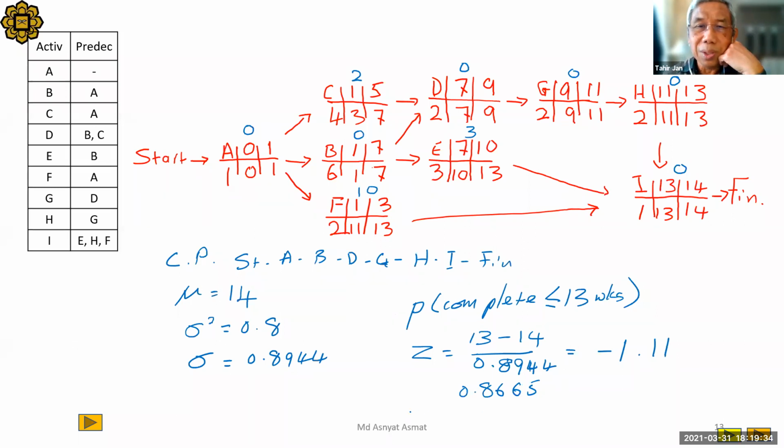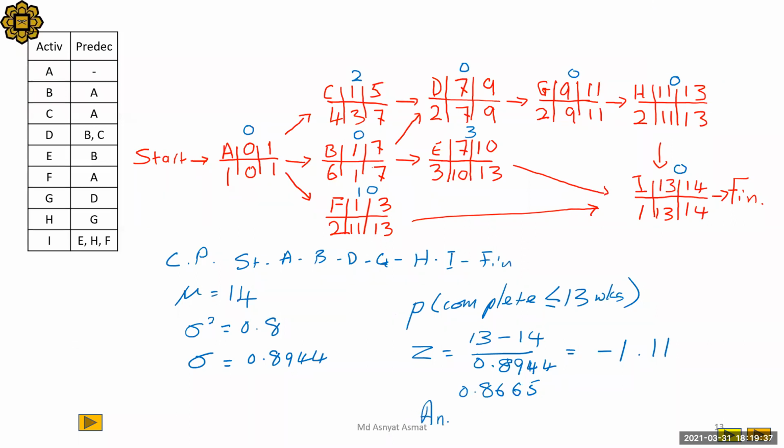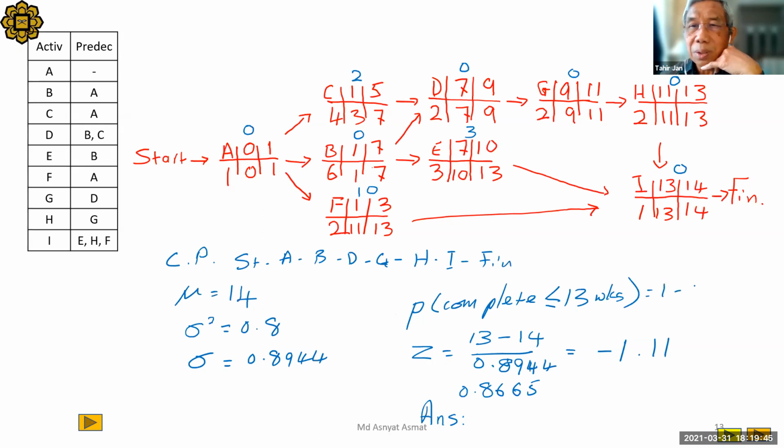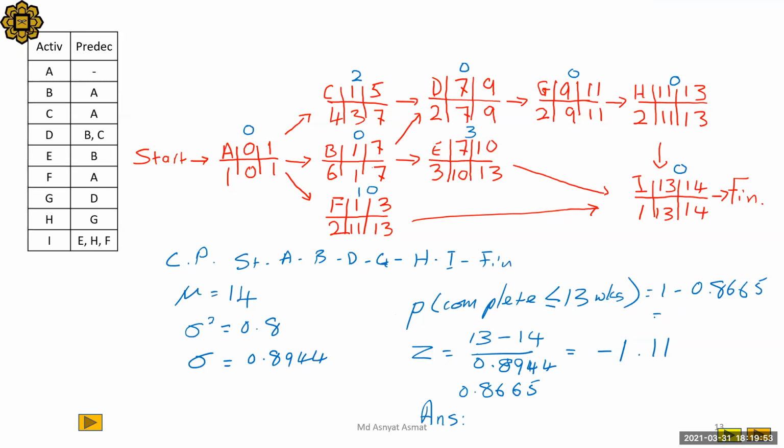So our answer is 1 minus 0.8665. What do you get? 0.1335.